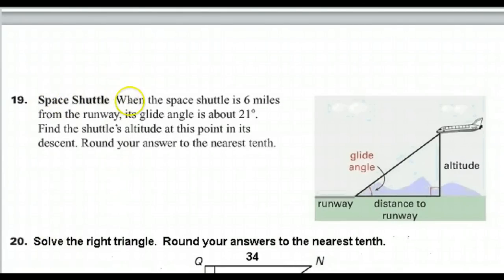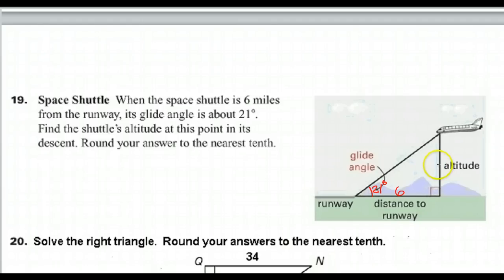So the space shuttle, when the space shuttle is 6 miles from the runway, and right here it says distance to the runway. So this must be our 6 down here. Its glide angle is about 21 degrees. So this is our 21 degrees right in here. Find the shuttle's altitude at this point.